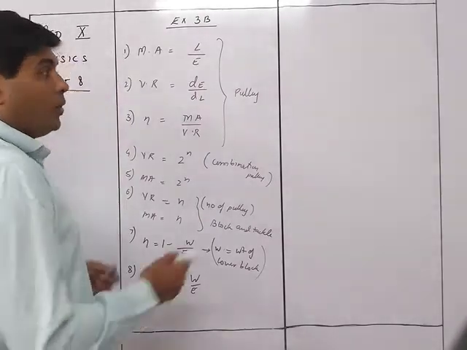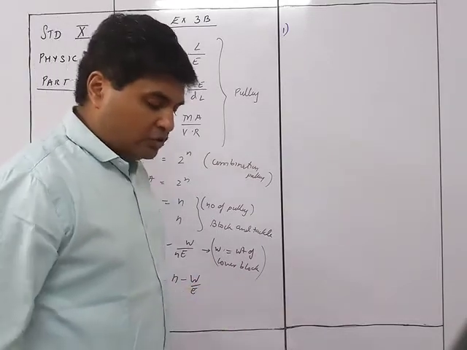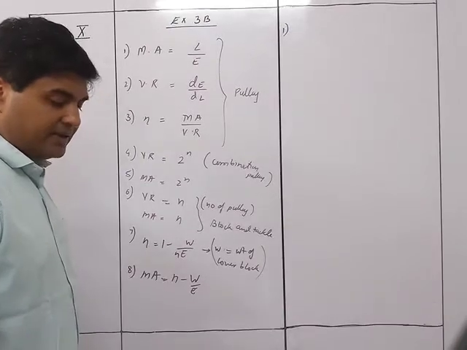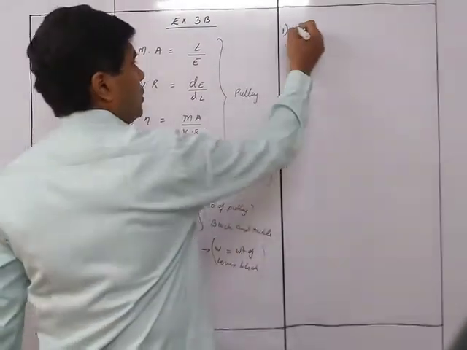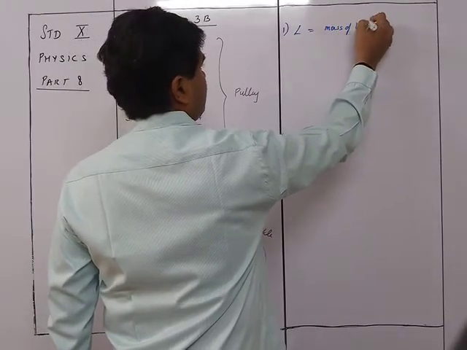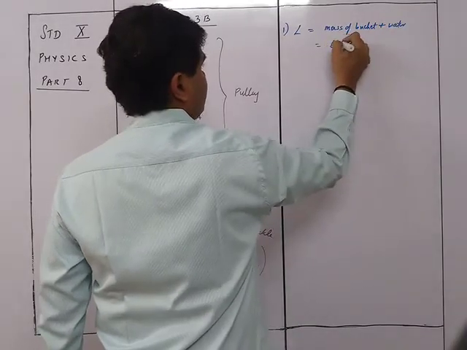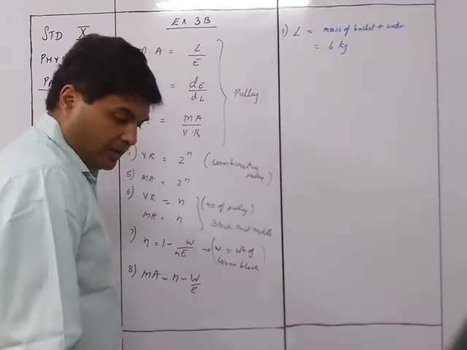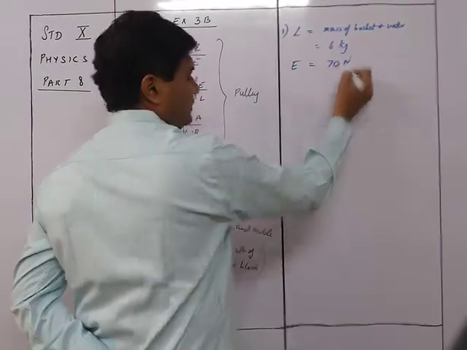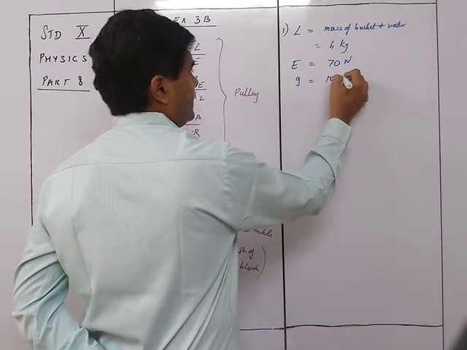Exercise 1, first question. A woman draws water from the well using a fixed pulley. The mass of the bucket and the water together is 6 kg. So you can see the load is equal to the mass of the bucket plus water, which is 6 kg. The force applied by the woman is 70 Newton, so the effort applied is 70 Newton. We need to find the mechanical advantage with g equal to 10 meter per second square.